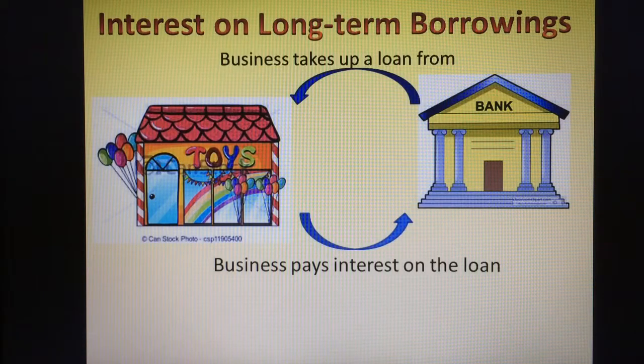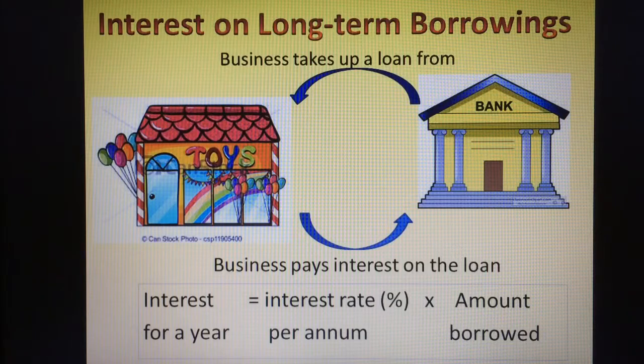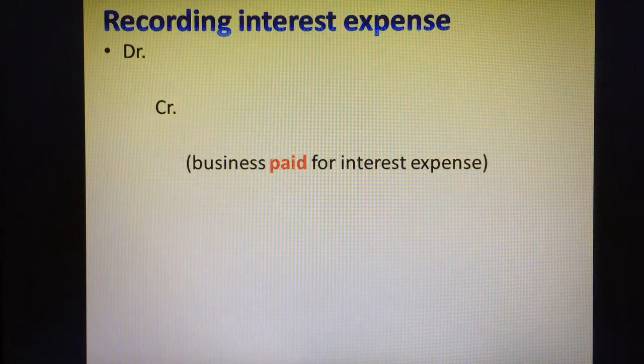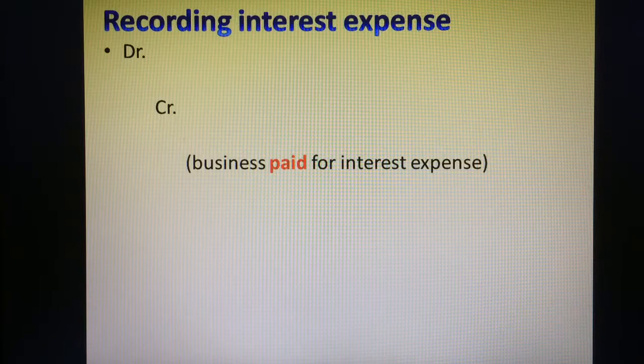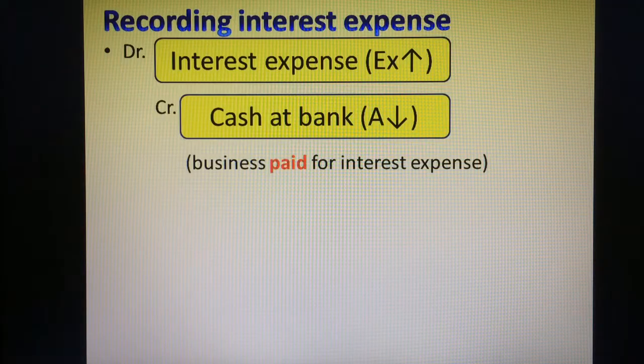A business has to pay monthly interest on its long-term borrowings. Interest is calculated based on a yearly interest rate on the amount borrowed. When a business pays interest, the journal entry is debit interest expense as expenses increases, credit cash at bank as asset decreases.